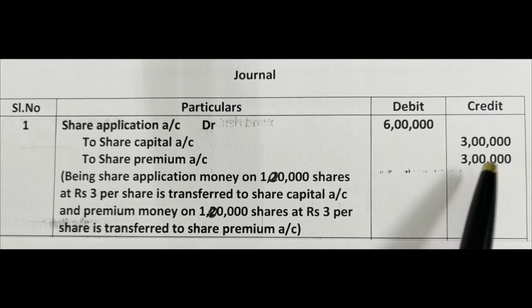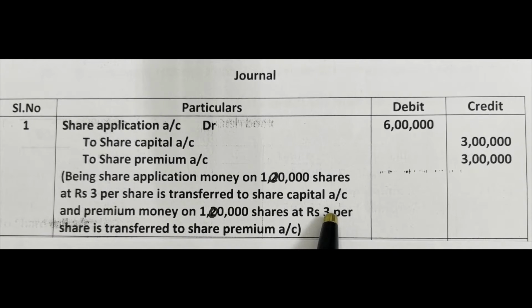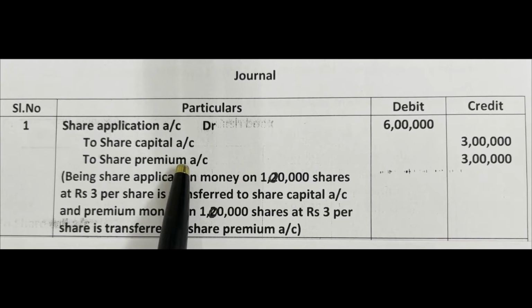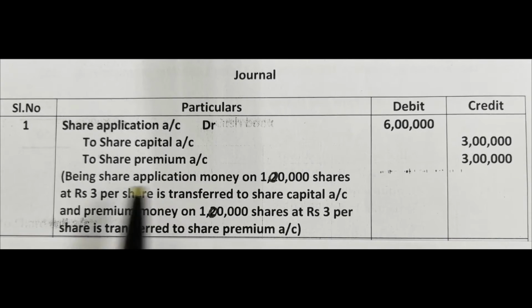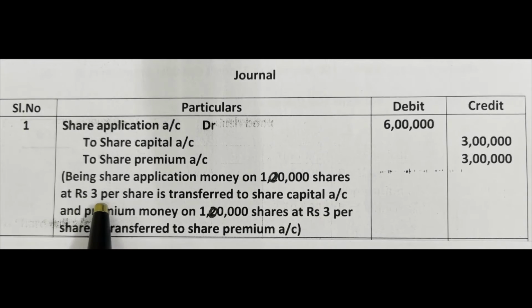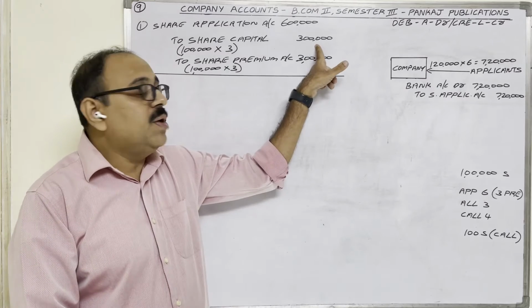Premium amount on 1 share is 3 rupees. On 1 lakh shares, 1 lakh into 3, 3 lakh rupees, that premium amount we are transferring to share premium account. Write that as a narration. Being share application money on 1 lakh shares at 3 rupees per share is transferred to share capital account, and premium money on 1 lakh shares at 3 rupees per share is transferred to share premium account. Application related transfer entry completed.